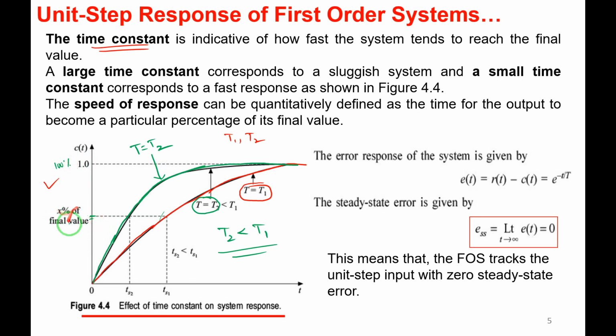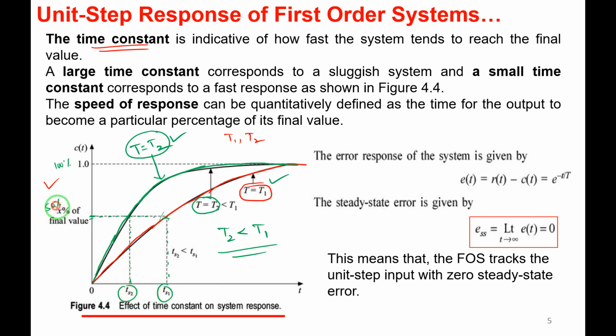Let me take x% of the final value. Let me assume this is 50% or 60%, something like that. In order to achieve 50% of the final value, whenever the time constant is t equal to t1 and whenever the time constant is t equal to t2, what is the time it is going to take? I will tell you. See here, in order to achieve 50% of the final value, just take this dotted line. Now let it intersect both the curves for t equal to t2 and t equal to t1. Correspondingly, read the values of the time here. It is ts1 and ts2.